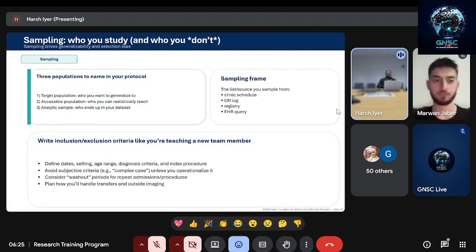The accessible population is who you can realistically reach, yes, correct. And the analytical sample is who ends up in your data set. And yeah, the sampling frame: where can you take or recruit these patients from? For a prospective study, you can do it from the doctor's calendar, or you can do it from the OR log, electronic health records, a registry, or plain simple looking through patient case reports.